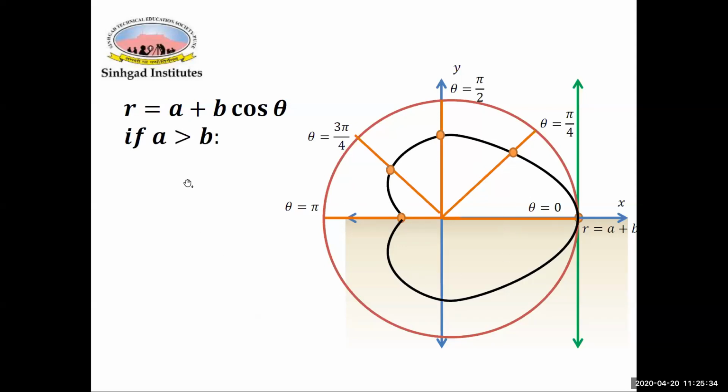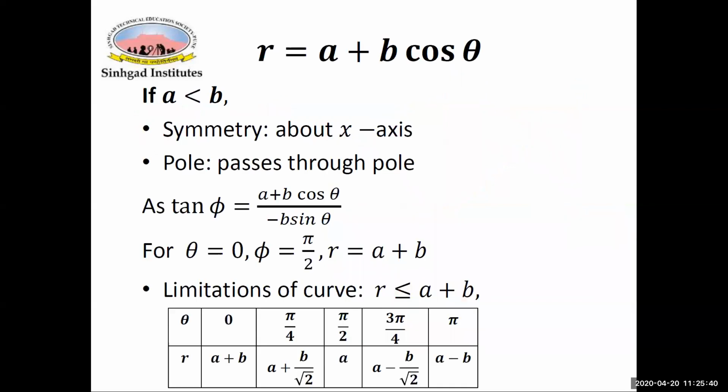So this is the curve when the case is a greater than b. Now we'll see the next case when a is less than b. When a is less than b, first point symmetry will remain same, because for theta equal to minus theta, your equation of curve remains unchanged, and it is symmetric about x-axis. For theta equal to minus theta and r equal to minus r, equation of the curve changes the sign. Therefore, it is not symmetric about y-axis.